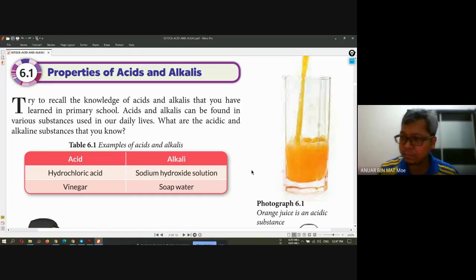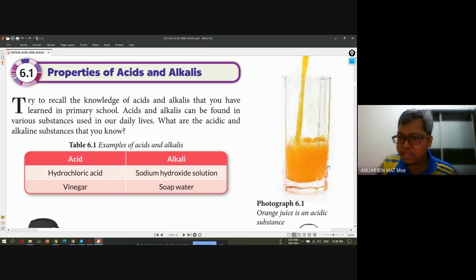Okay, for today in chapter 6, we are going to learn more about the properties of acid and the properties of alkali. And then what happened to the substance when you mix acid and alkali at the same time. Okay, you understand this? The properties of acid and the properties of alkali. And then the examples of acid and the examples of alkali. Example means what are the substances that are usually acidic and what are the substances that are usually alkali.